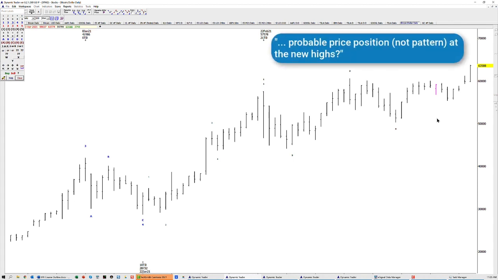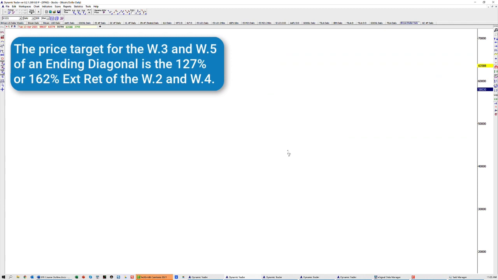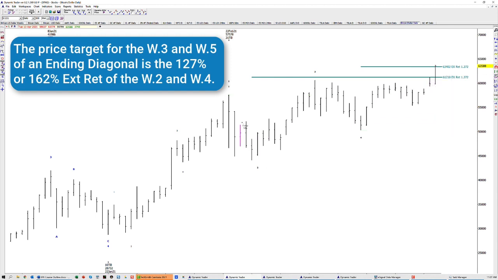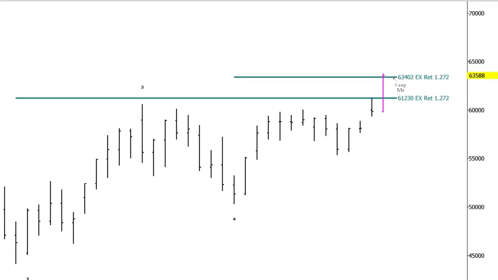Well, what would be a probable pattern position of the new highs? Typically, they're either the 127 or 162% external retracement. Let's put those on. Here's 1 and 2. What I labeled a wave 3 is just short of the 127% external retracement. Let's do the external retracement of the potential wave 4. So let's clean the chart up here. So we have a potential 1 to a 3 a little short of the 127% external retracement, a corrective decline, and a new high right to the 127% external retracement.